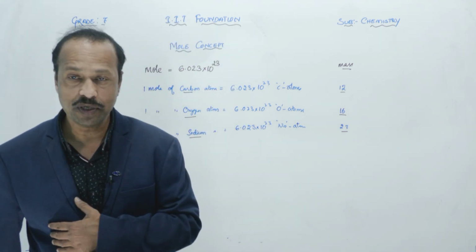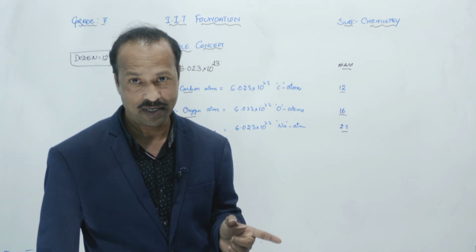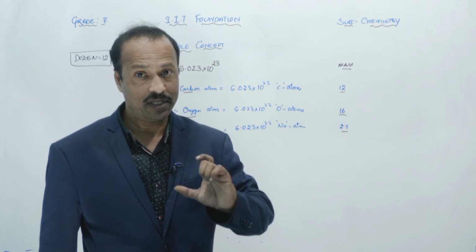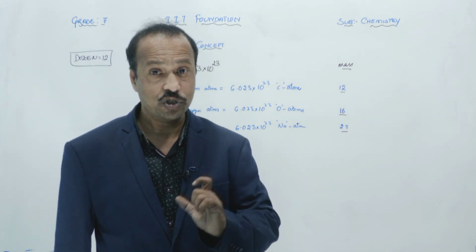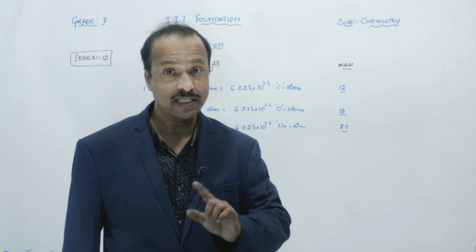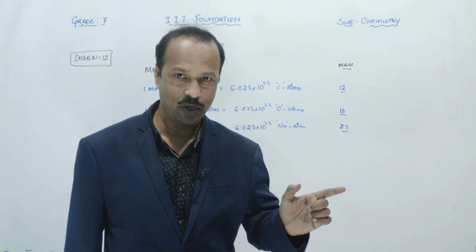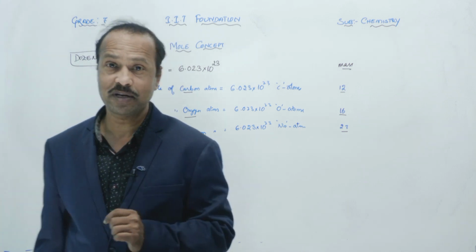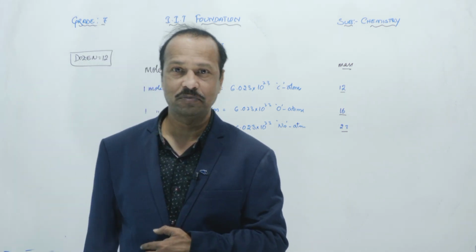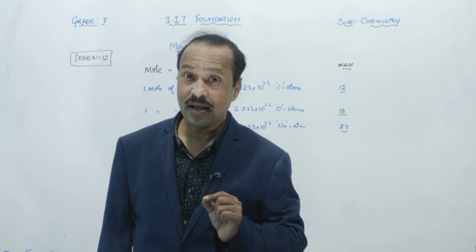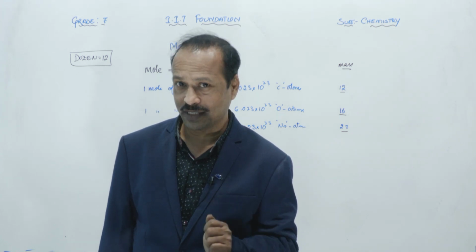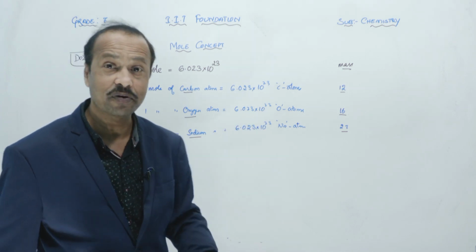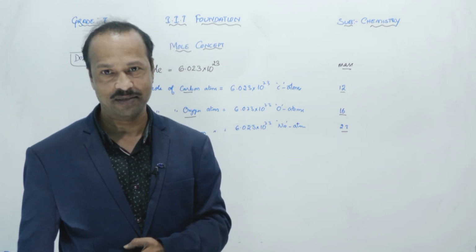So, 12 means what? The mass number of carbon is 12. Now, if I convert that number into grams, 12 grams of carbon is nothing but 1 mole of carbon atoms. You know that the oxygen mass number is 16. So the meaning is that 16 grams of oxygen, if you take it, consists of 6.023 x 10 to the power of 23 oxygen atoms.